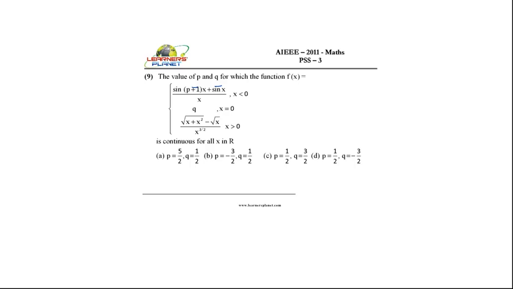What will be the values of p and q for which the given function, f(x) = (sin((p+1)x) + sin x)/x for x less than 0, q for x equal to 0, and f(x) = (√(x + x²) − √x)/x^(3/2) for x greater than 0, is continuous for all x in R? So we need to find the values of p and q, and let us see how to do this.